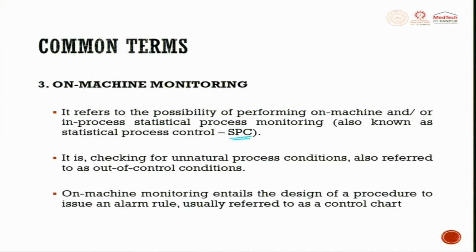They are also talking about statistical process control charts to be filled online by the machine to understand the quality of the output. It checks for unnatural process conditions, also referred to as out of control conditions, which can be easily monitored. While processing itself, if a defect happens, then you stop the printing from there and start fresh. That is when there is an offline control. On-machine monitoring entails the design of a procedure to issue an alarm rule, usually referred to as a control chart.